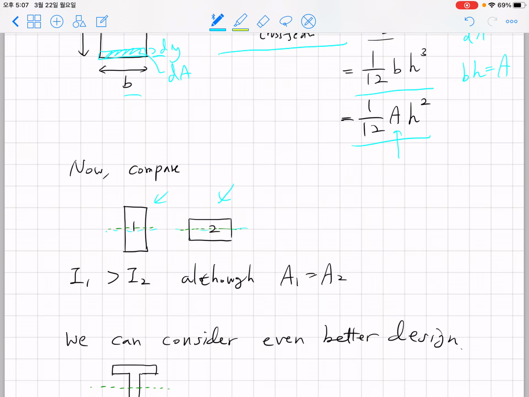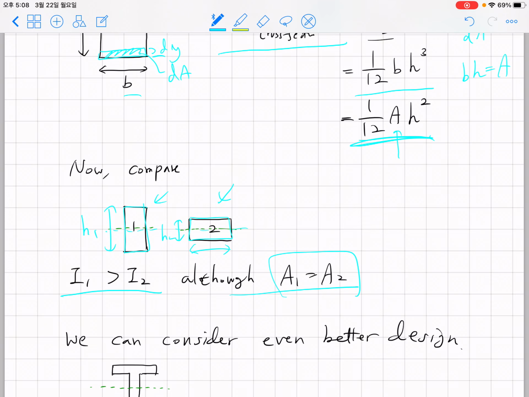If we compare two cross sections with the neutral axis here and here, even though they have the same cross-sectional area, the height H1 of sample 1 is much larger than the height H2 of sample 2, and I1 will be much larger than I2 because I is proportional to h squared. So this is the best way to utilize the same material, if we consider the same mass and weight and want to minimize the bending: we'd better increase the height and decrease the width b if A is given as the same.